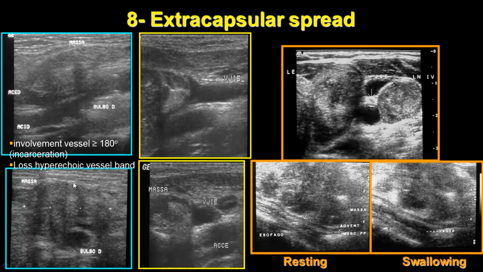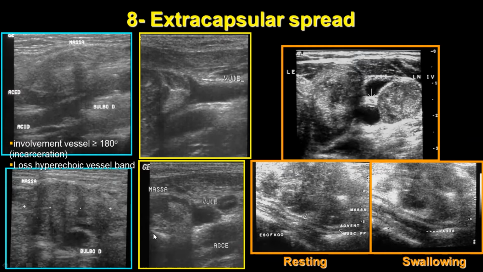And in another example, in this case we have an involved carotid bulb, incarcerating the vessel more than 180 degrees involving this vessel. And in the same case you can see in the cross section the carotid bulb with the normal hyperechoic vessel band, and here the loss of the hyperechoic vessel band. Then it is very, very useful to have this cross-section when you make this analysis.